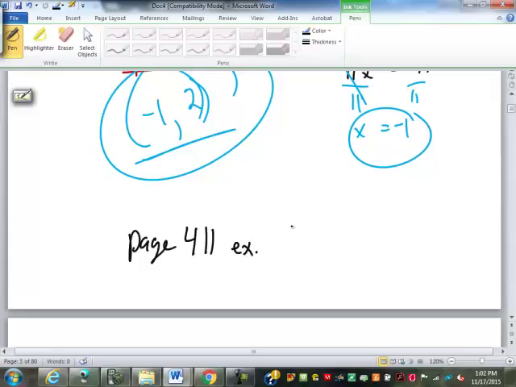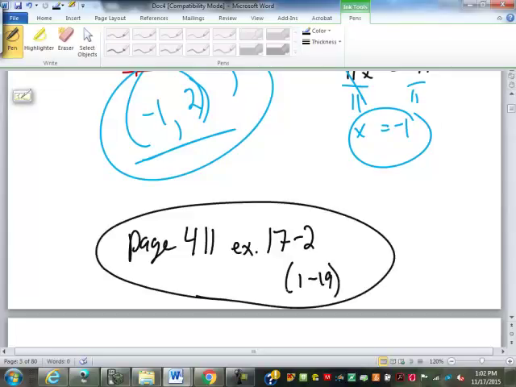In your big book on page 411, exercise 17-2, I'm looking at 1 through 19 there. Give those a shot. We'll talk about this more tomorrow. We'll review graphing and substitution tomorrow, and we will completely go over the elimination method tomorrow. And yes, there will be a quiz on graphing systems tomorrow, just so you know. That means we may not finish Unit 3 this week. But I'd rather slow down and make sure you guys understand this than keep pushing through it.